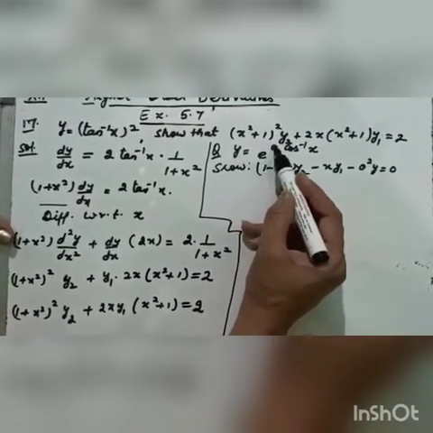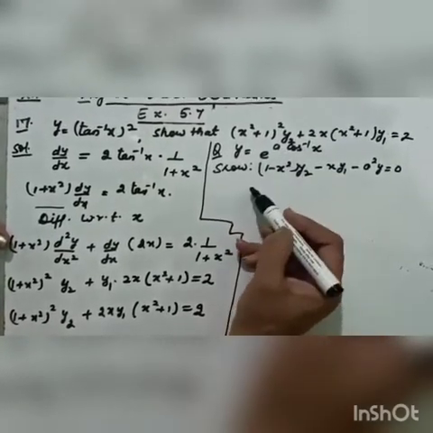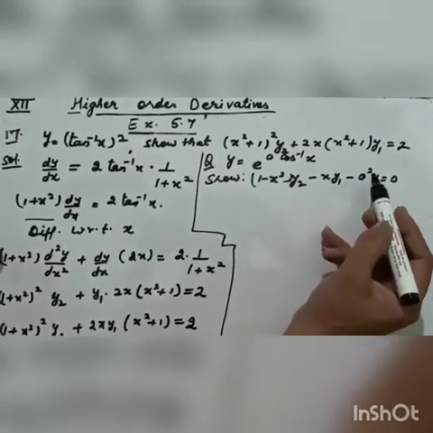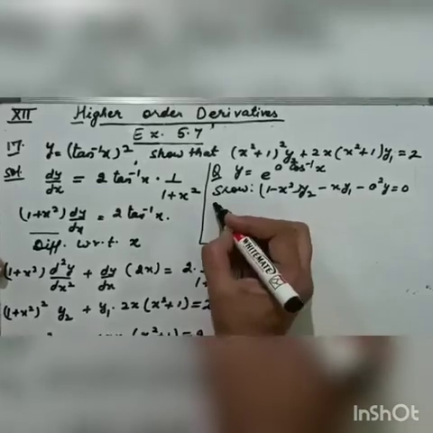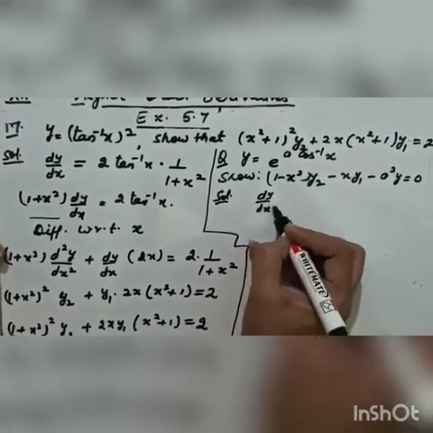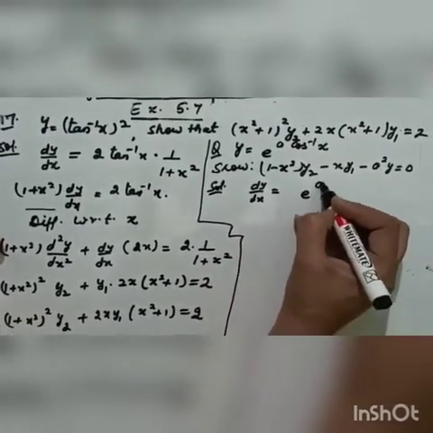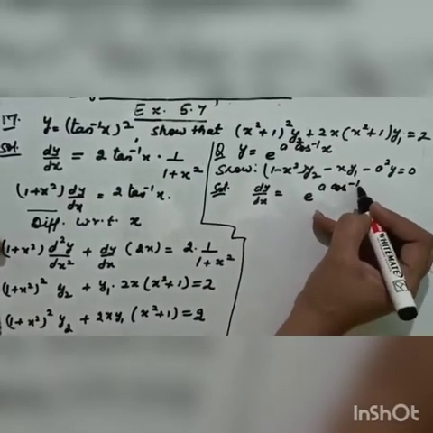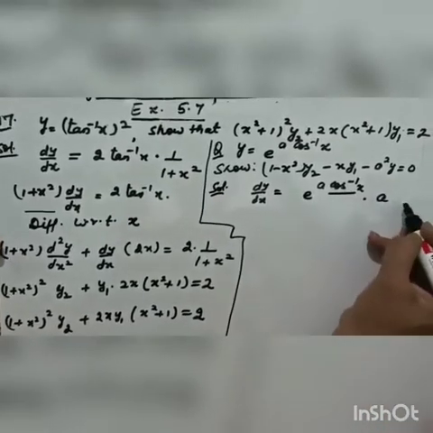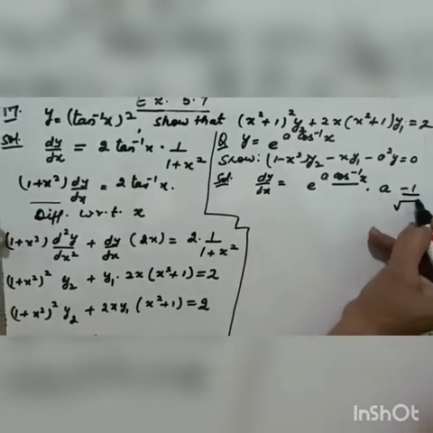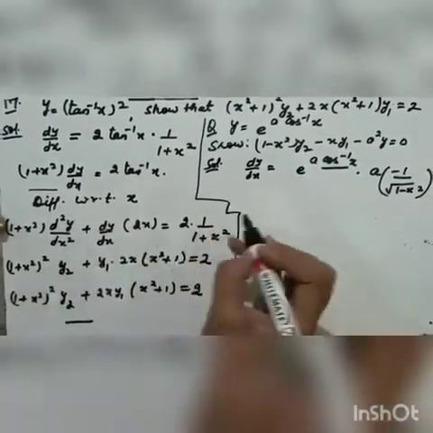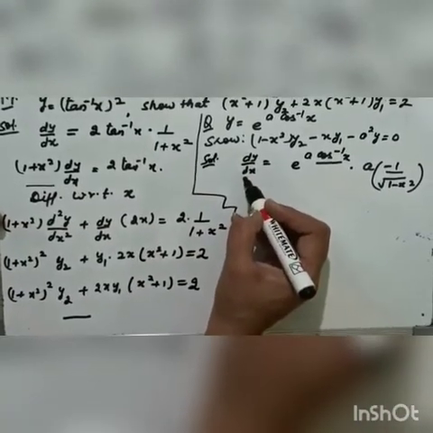Y is equal to e to the power a cos inverse x, and we have to prove that 1 minus x square y2 minus x y1 minus a square y equal to 0. So again the same process. First write down the first order derivative dy by dx, that is again e to the power a cos inverse x into a as it is, derivative of cos inverse x is minus 1 by root 1 minus x square. So this is the first derivative of y with respect to x.